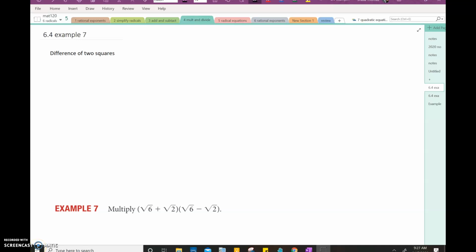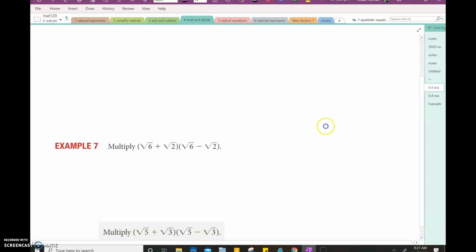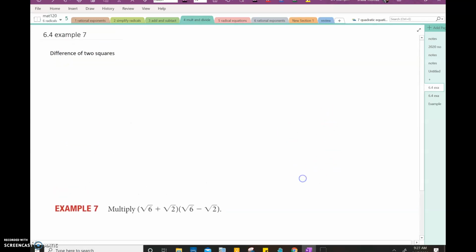We're going to do 6.4, example 7. It is based off of the difference of two squares concept. So this is something we've done before. If you need a copy of what I'm working on, if you prefer to work on your own hard copy, I have attached it to Schoology, so you can go there and, if you have a printer, copy it off there.